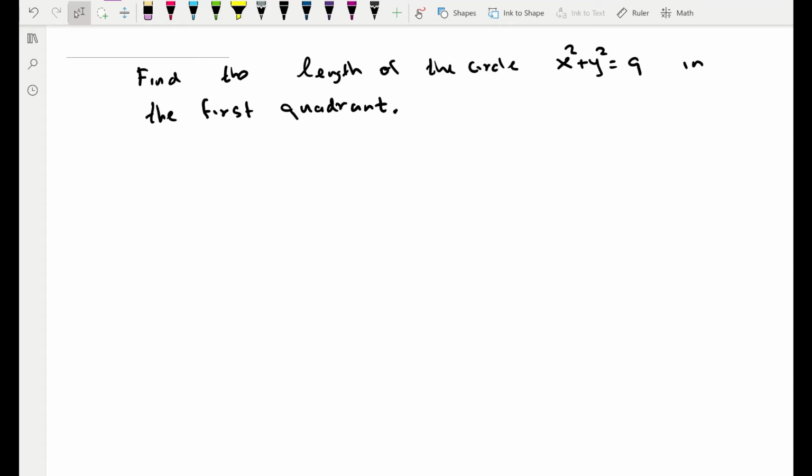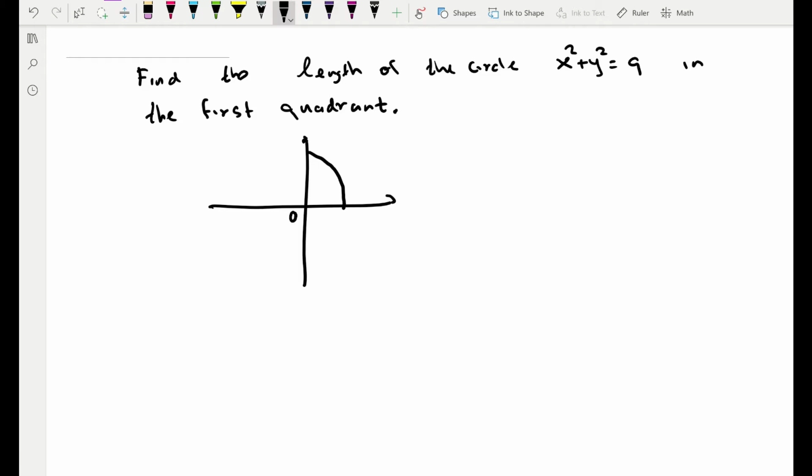Alright, so here's the new example problem from the arc length lesson. We need to find the length of the circle x squared plus y squared equals 9 in the first quadrant. That means we have a circle, but you only care about what happens in the first quadrant. So that means the positive x-axis and the positive y-axis. So that means this part. You want to find the length of the curve of that part of the circle.